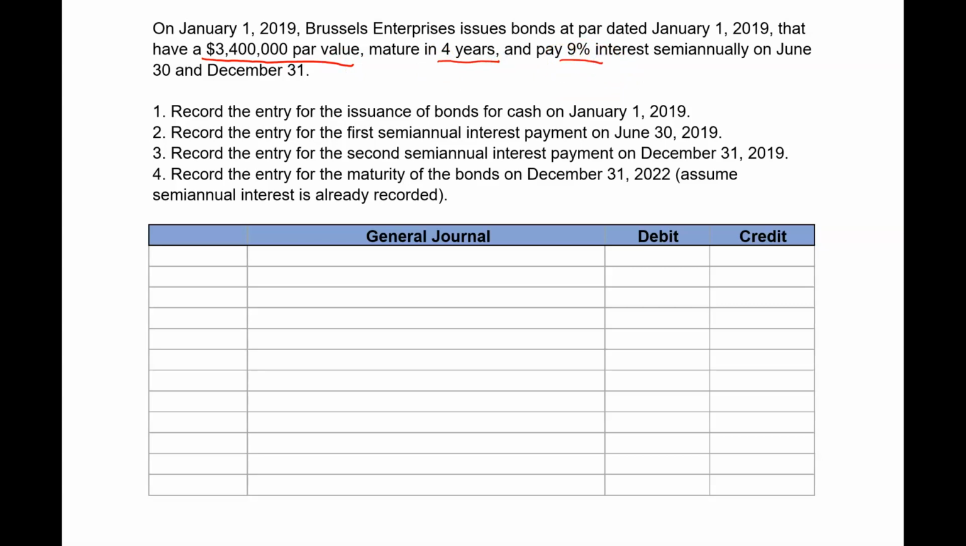So to record the entry for the bond, it's dated January 1st, 2019. Debit cash, $3.4 million, because now we have that.